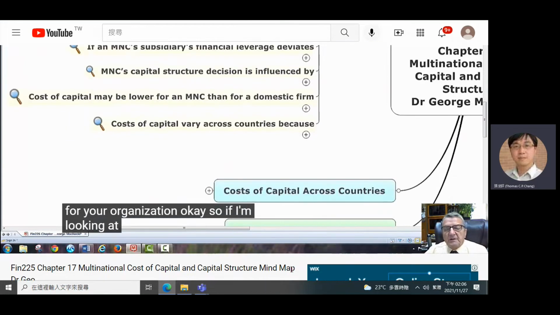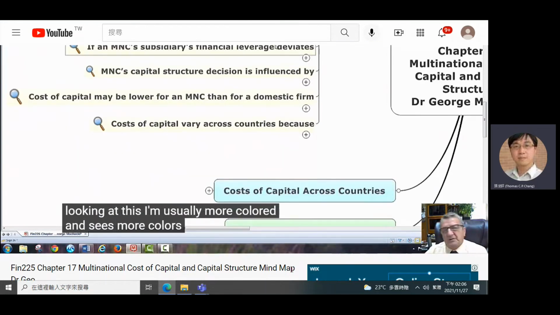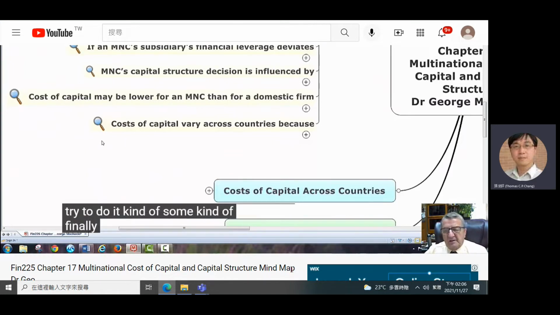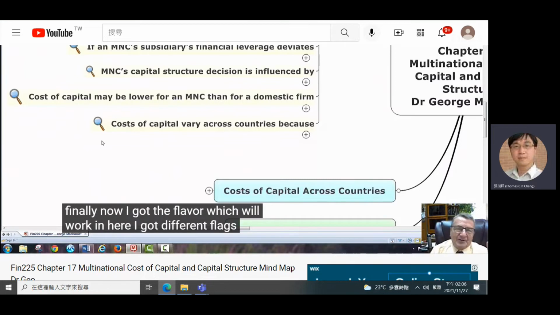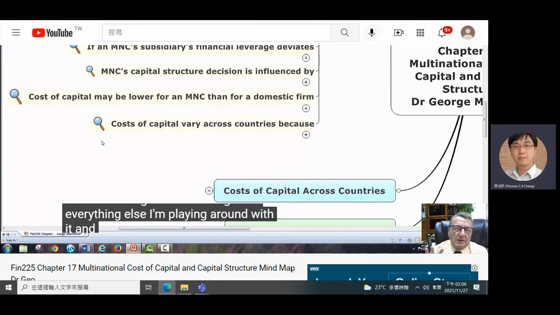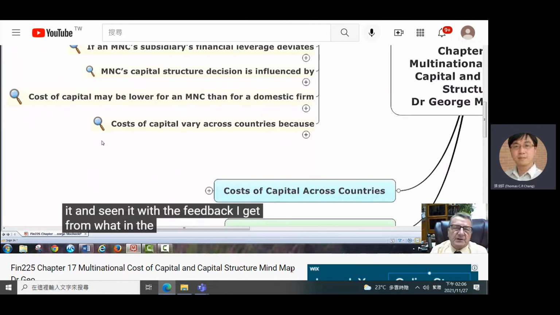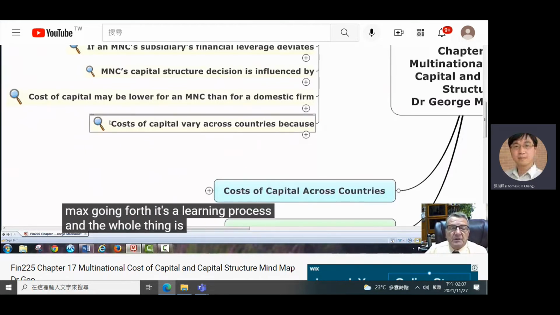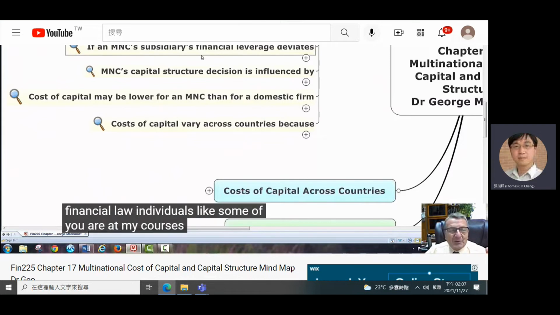Okay, so if I'm looking at this, I'm using more color and more symbols, because that's more things for you to remember. And I'll try to keep it constant. I'm finding out what flavor will work in here, because I've got different flags and everything else. I'm playing around with it and seeing the feedback I get from within the class, and then I'll adjust my PowerPoints and my concept maps going forward. It's a learning process. Remember, the whole thing is understanding it, but the biggest thing for a manager in finance is how to explain it to non-financial individuals, like some of you in my courses here.